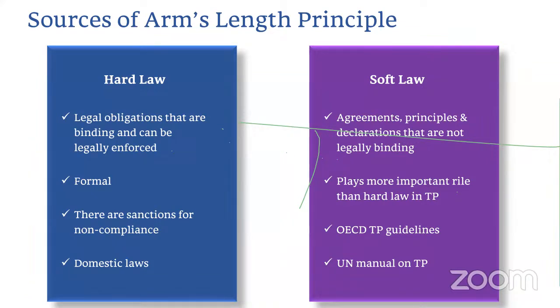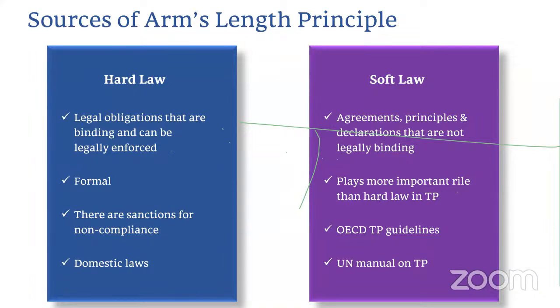Now, the arm's length principle derives from two main sources. One, I call it the hard law from my own explanation, and the other one, I call it the soft law. What is the hard law? The hard law are legal obligations that are binding and can be legally enforced. And these are the law of the land, our own local legislation, because it is formal. And if you do not follow it, of course, there will be appropriate sanctions for non-compliance with this law.